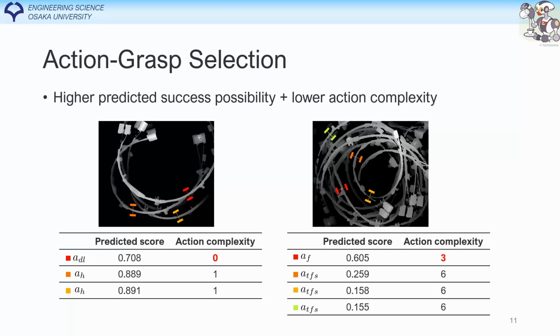At this point, we've obtained a set of grasp candidates, action candidates, and the scores of each action grasp pair. Our policy then needs to determine which action grasp pair can be executed. This module infers the best action grasp pair to guarantee a successful picking with minimal action complexity.